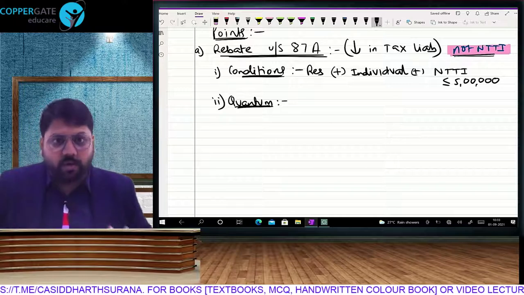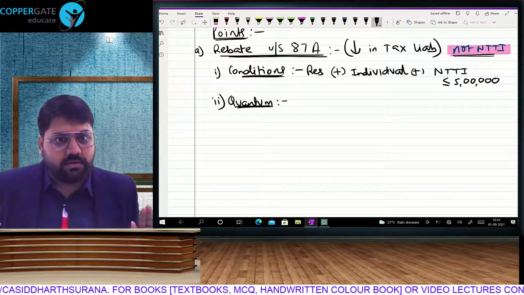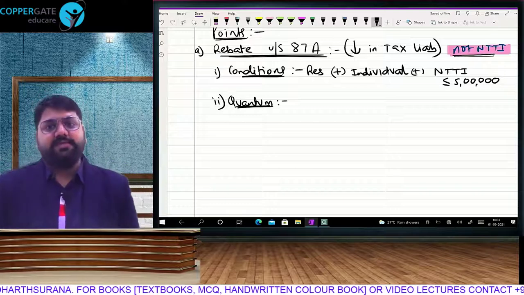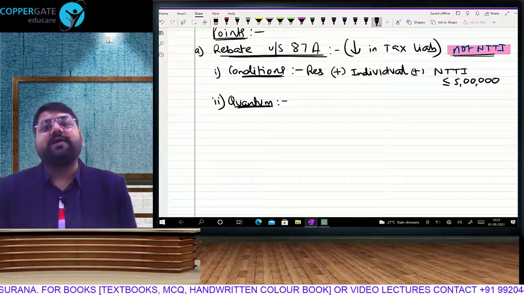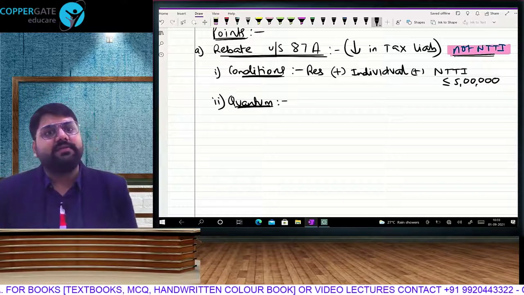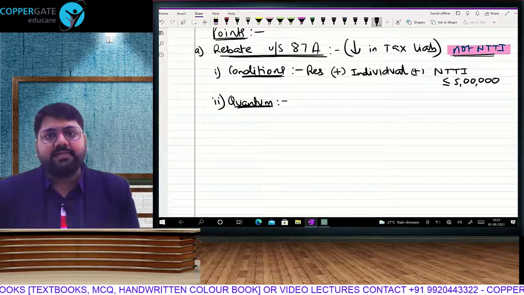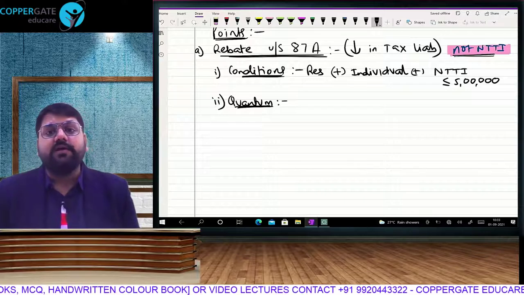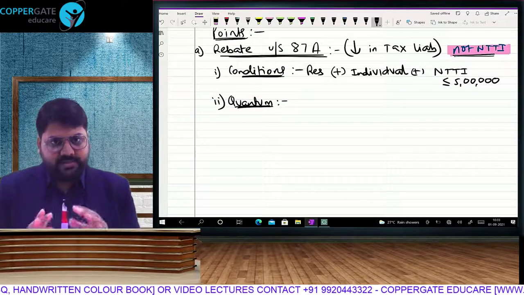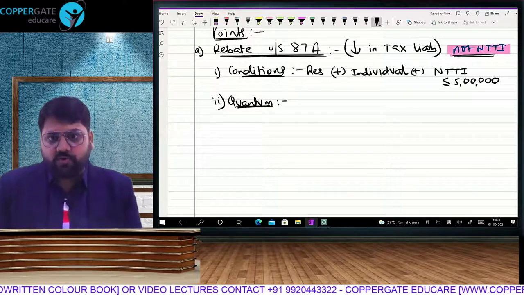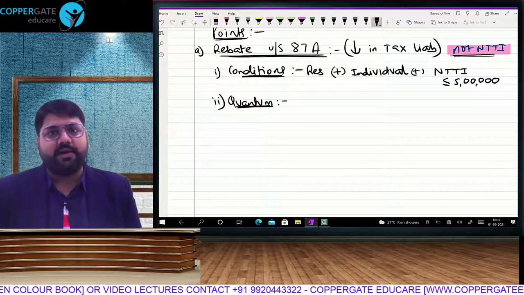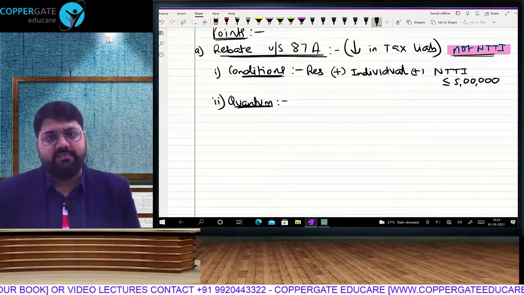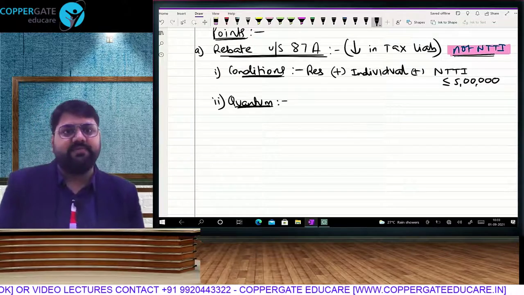How much rebate? Quantum I will teach you. Don't worry about that. But first understand the eligibility. Your income has to be 5 lakh or less, then you will be eligible for rebate. Resident, individual, income. Stop saying less than 5 lakh. You will say less than or equal to. That's the easiest way. Or if you want to be technical, then your correct terminology is not exceeding 5 lakh, which covers less than and equal to both.